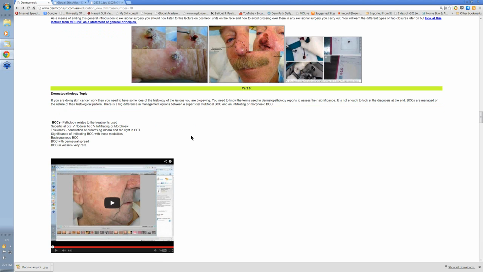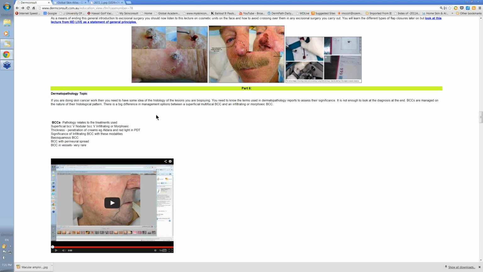Now the derm path topic for this particular module was the dermatopathology of BCCs and I think some sort of keratosis. I've said here, if you're doing a lot of skin cancer work, you've got to have some idea of the histology of the lesion that you're biopsying. You want to know what it is before you're going to be doing your excision, because your margins with BCCs in many ways are determined by the histopathology.